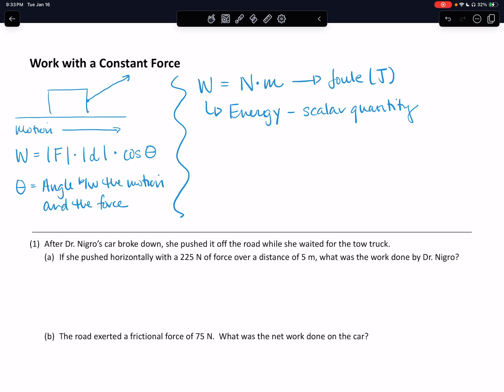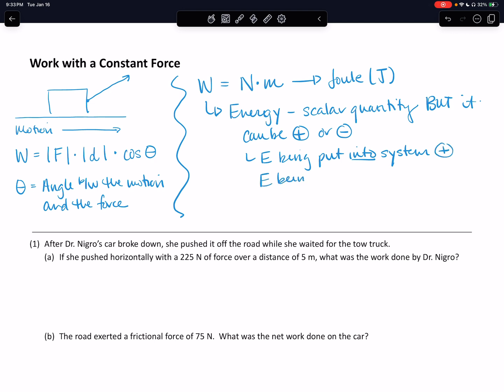But it can be positive or negative. Now you might say, well, how is that possible? Because we've been using positive and negative signs to indicate direction. Well, here it's more describing energy being put into our system or object. That's going to be our positive values, or energy being removed. And that's going to be our negative values.